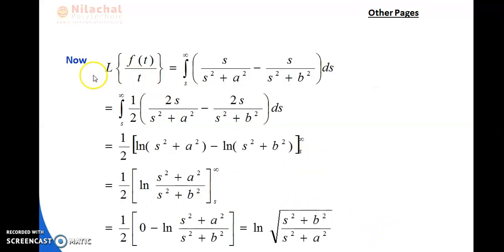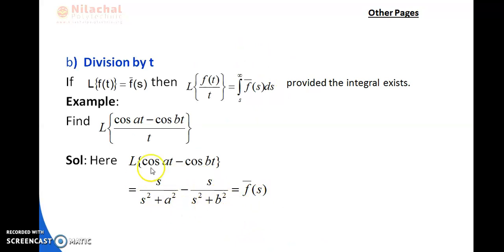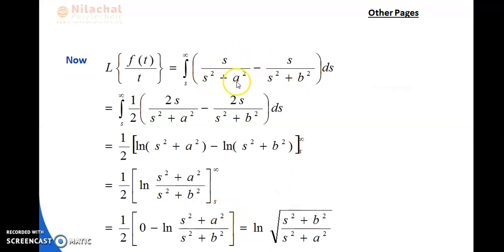Then we start by t. The Laplace of f of t by t equals integration s to infinity f bar s ds. And our f bar s is this one. So we will apply in place of f bar s: s by s square plus a square minus s by s square plus b square, ds. Then we have to find the integration of each term. Okay, we have to adjust here: 2 multiply, 2 divide. We have to adjust because to find the integration, its derivative must be present in the numerator, so that we can use the direct integration formula.